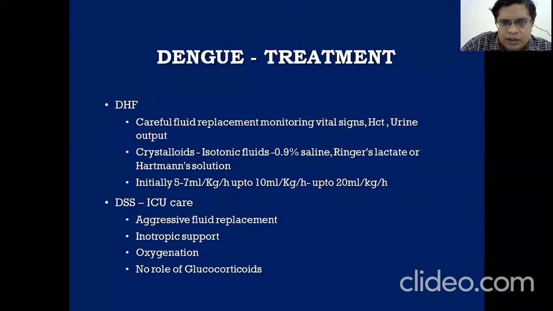So careful fluid replacement is required. Crystalloids are the fluids of choice. Isotonic fluids like normal saline, Ringer lactate, Hartmann solution. If the patient has severe hemorrhage or shock, ICU care is required. The aggressive fluid replacement, sometimes inotrope support, oxygenation.